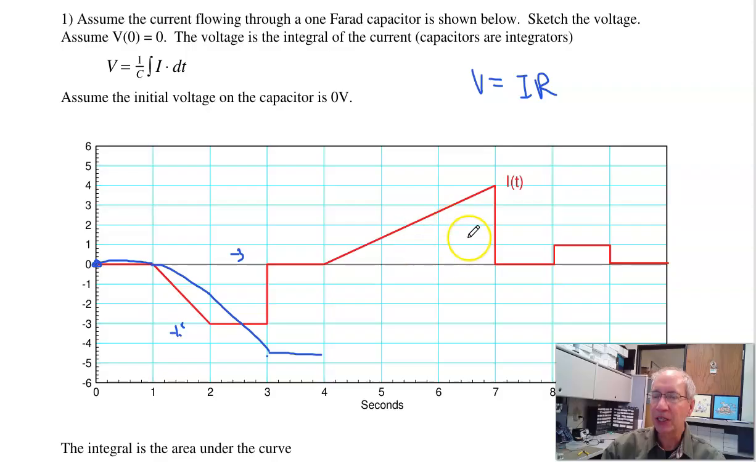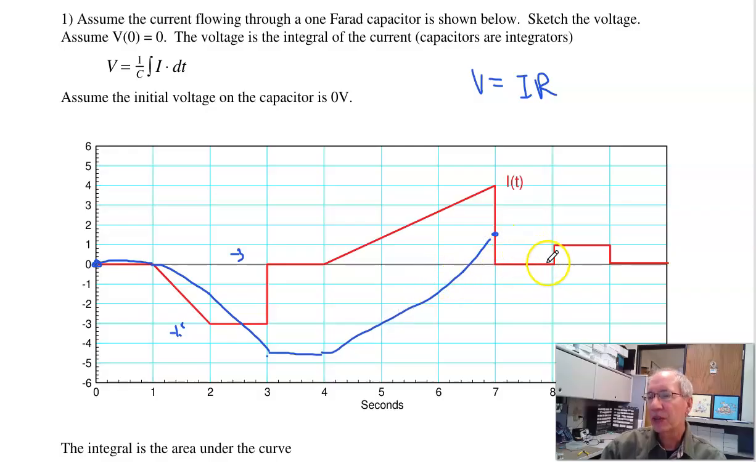I'll then add this area. Doing the whole thing, the area is 1/2 base times height. So this is 3 times 4, 12, over 2, 6. I go up 6. 1, 2, 3, 4, 5, 6. This is where I wind up. So it's going to do a curve going up here.